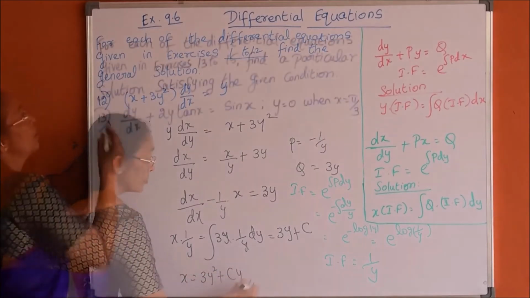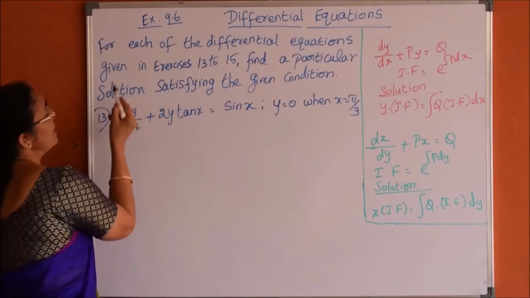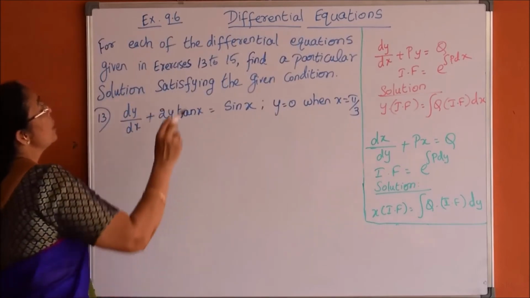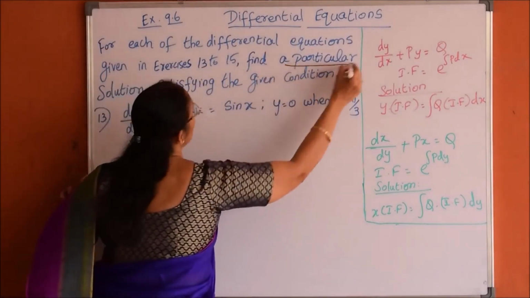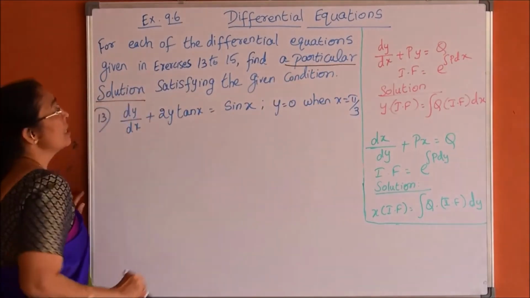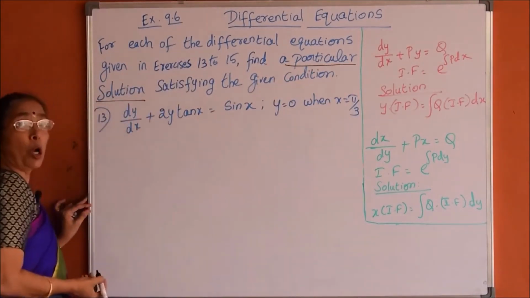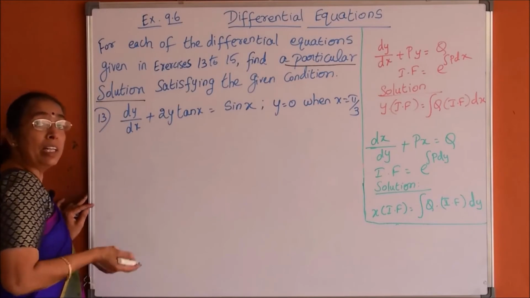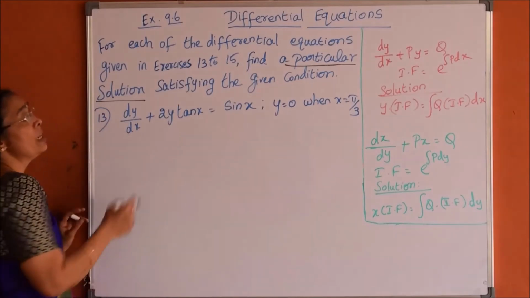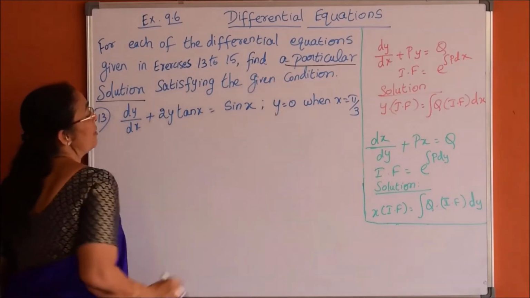For each of the differential equations given in exercises 13 to 15, find a particular solution satisfying the given condition. Till 12th problem, we found only the general solution. Now, we have to find out the particular solution using the given condition.